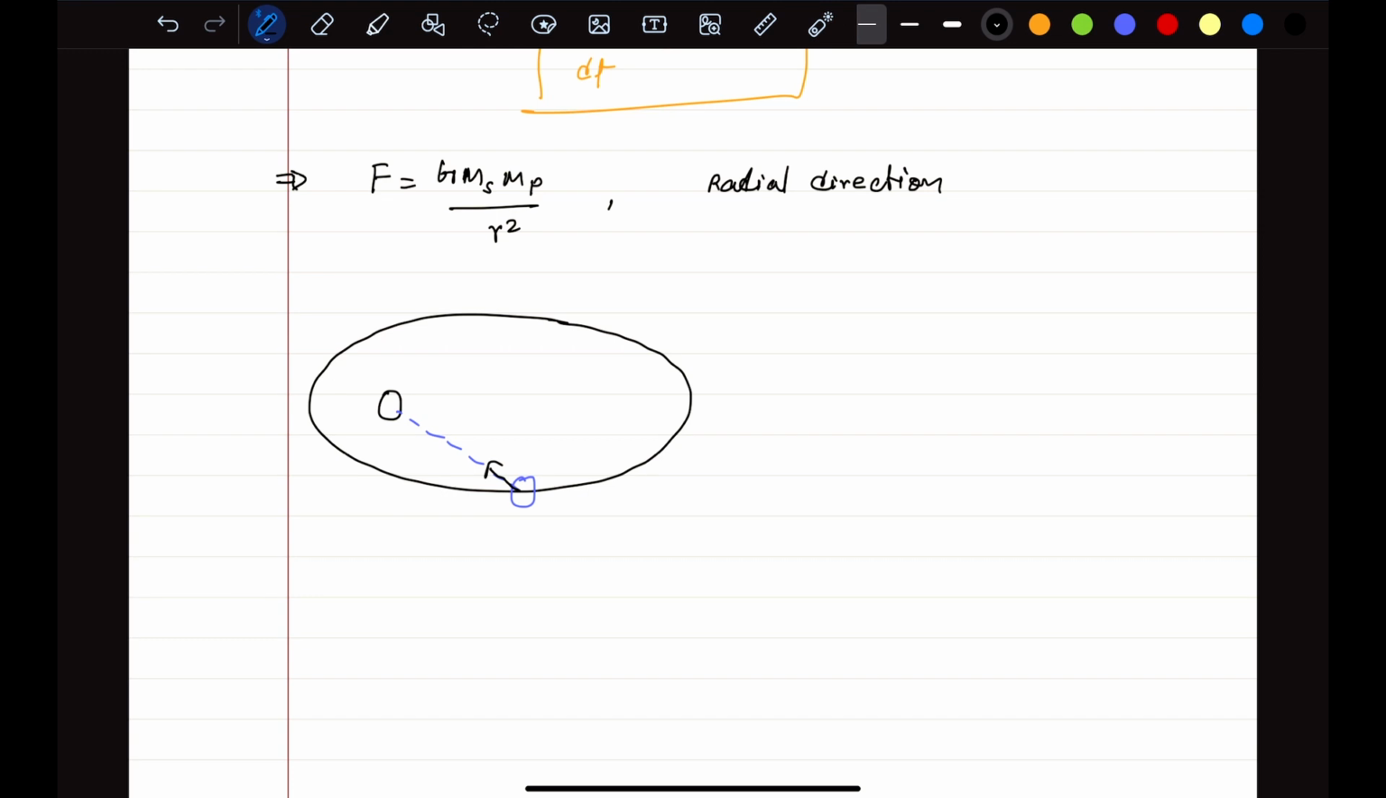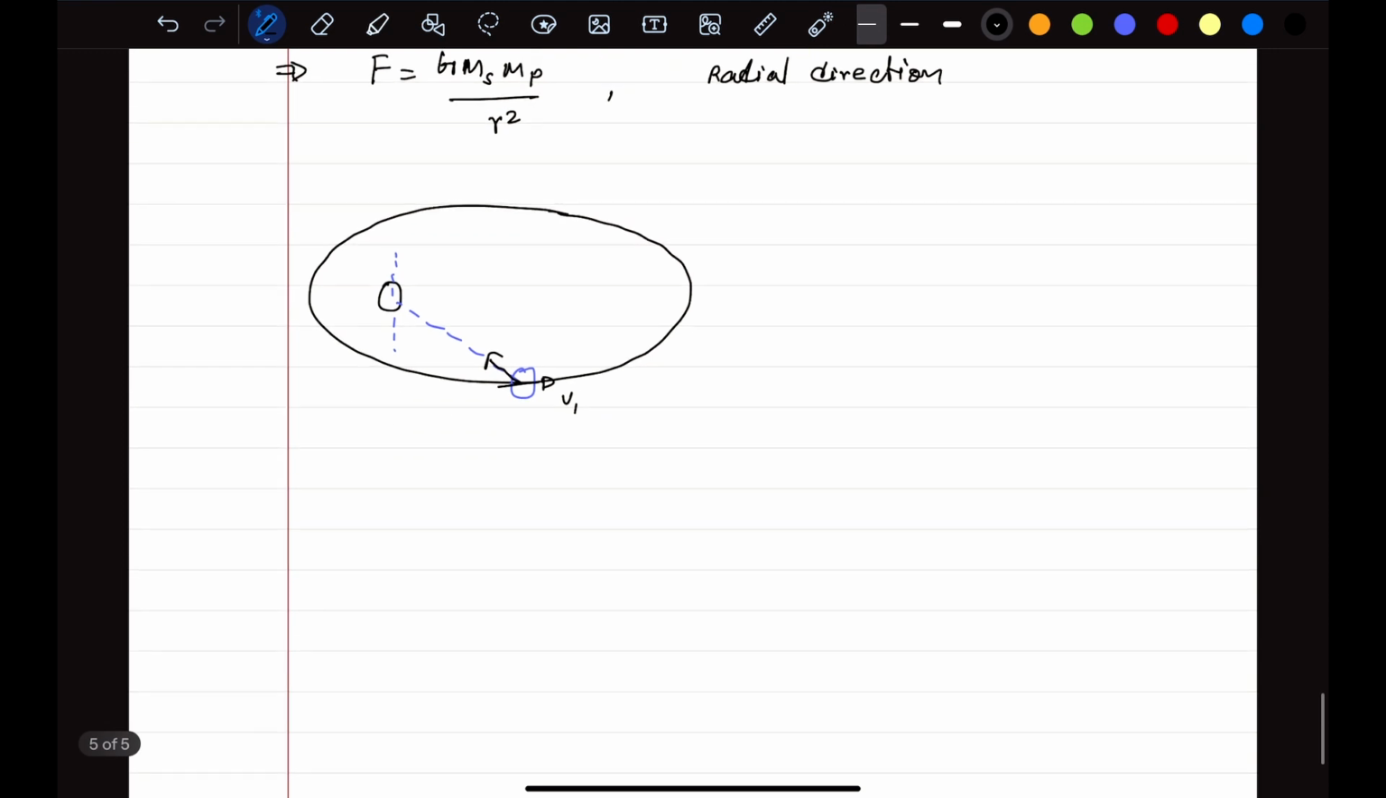Now if I calculate the angular momentum of this planet about the sun, what can you say about it? Let's say at this point of time the velocity is v1 and the radial distance is r1. Then the angular momentum L1 is m, the mass of the planet, times v1 r1, because m r vector cross v vector is the angular momentum.